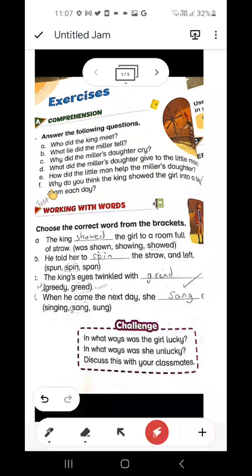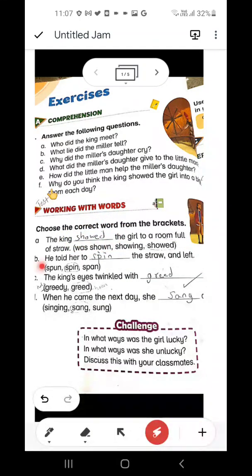See, the first sentence is, the king dash the girl to the room full of straw. And options are shown, showing, and showed. As I told you, when we are talking about past, we will use the second form of verb. And showed is the second form of the verb show. So the first form of verb is show and the second form is showed.